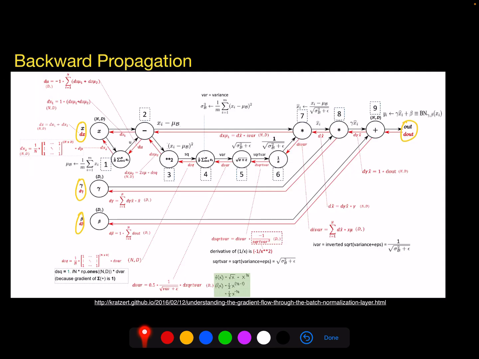Now, we already have the forward propagation. Here is basically the cheat sheet for the whole backward propagation process. Eventually, we want to calculate the gradient of x, gradient of gamma, and gradient of beta, given the gradient of output.